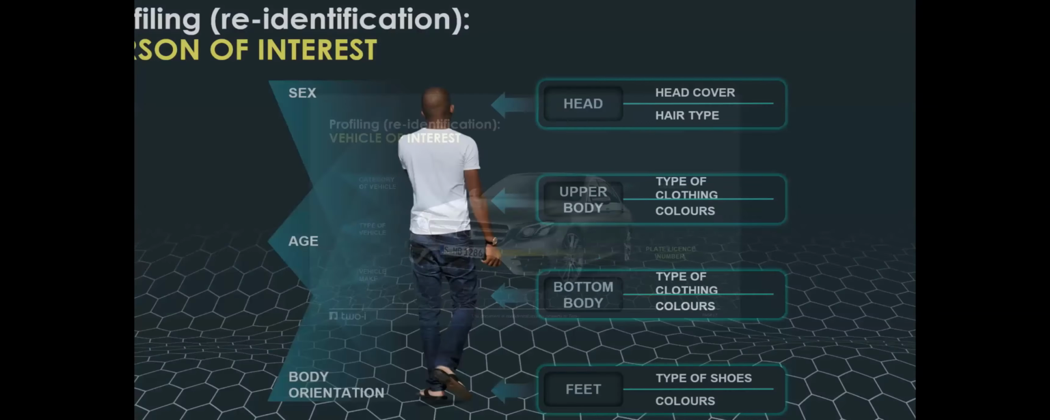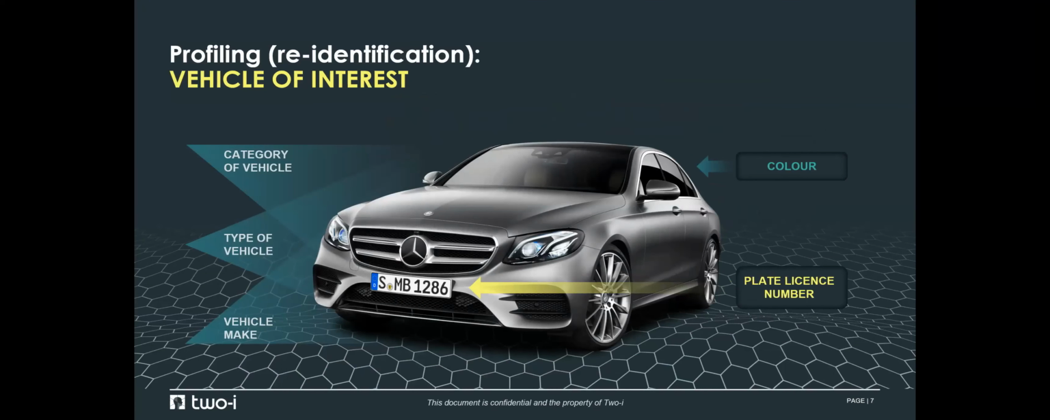When we talk about vehicle of interest, then you can choose the type of vehicle. Is it a bus? Is it a car? Is it a van? You can choose the category of the car. Is it a sedan? Is it an SUV? And so on. And you can choose the make. Is it a Mercedes? Is it a BMW? Toyota, and so on. And you can add the color of the car and the license plate number. So these are all the features you are able to detect thanks to our technology.